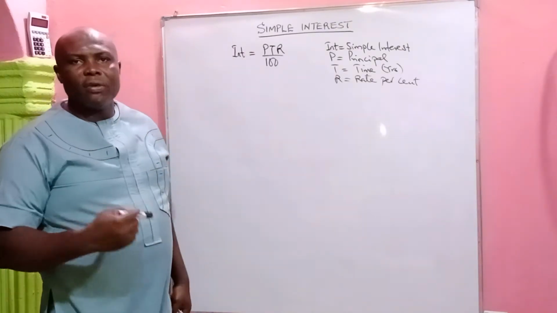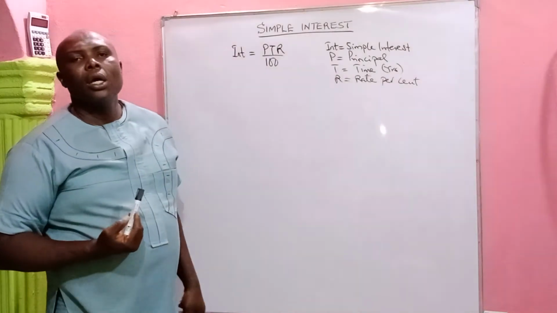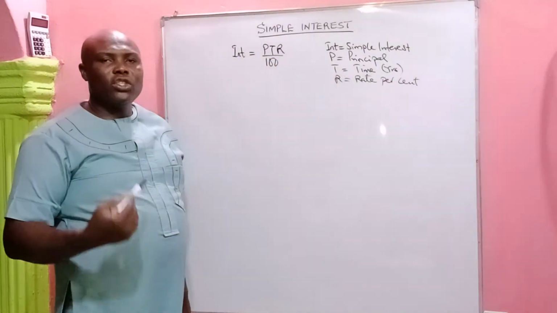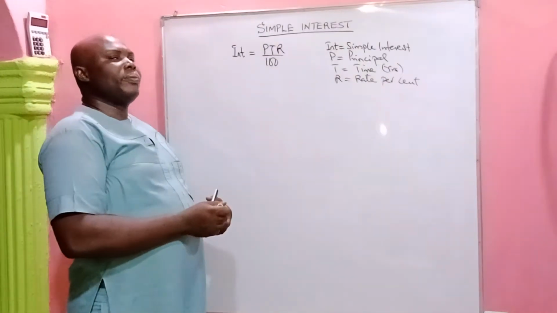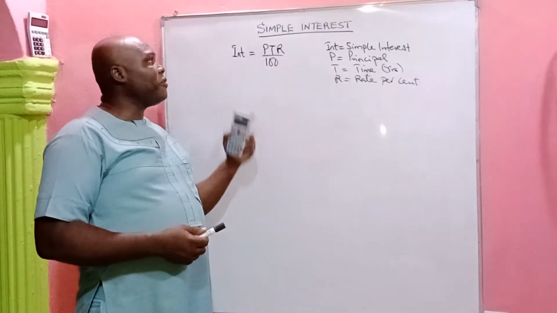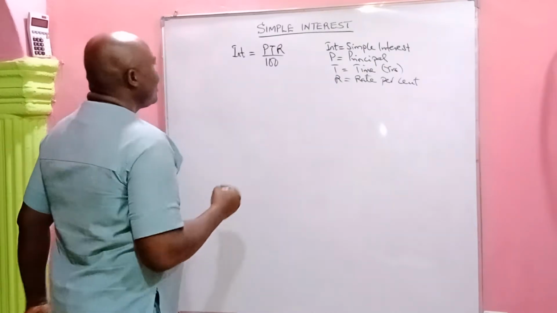By change of subject of formula, we can also find the principal, the time, and the rate per annum. So we can do all that by changing the subject of formula from interest to all of these. And we'll have examples to solve. So let's take an example on interest.